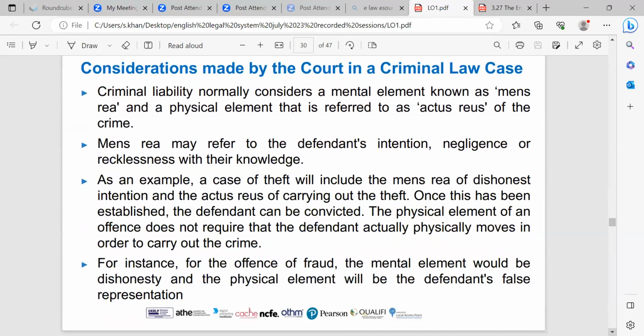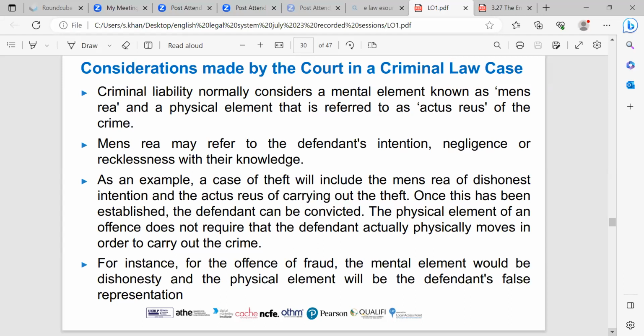Considerations made by the court in criminal law cases. Criminal liability normally considers a mental element known as mens rea and a physical element that is referred to as actus reus of the crime. Mens rea may refer to the defendant's intention, negligence, or recklessness with that knowledge. As an example, a case of theft will include the mens rea of dishonest intention and the actus reus of carrying out the theft. Once this has been established, the defendant can be convicted.